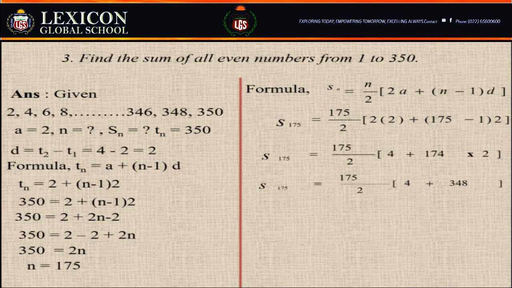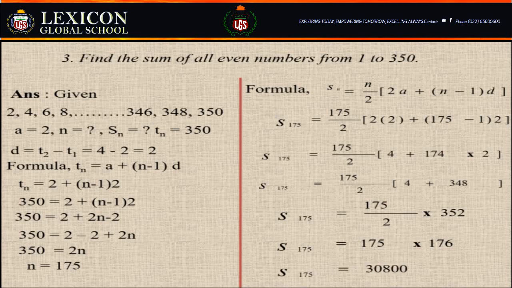S175 is equal to 175 upon 2, 4 plus 348. When you multiply 174 by 2, you get your answer as 348. When you add 348 to 4, you get 175 upon 2 into 352. When you divide 352 by 2, you get 175 into 176, where your final answer is 30,800. So the sum of the first even natural numbers is 30,800.